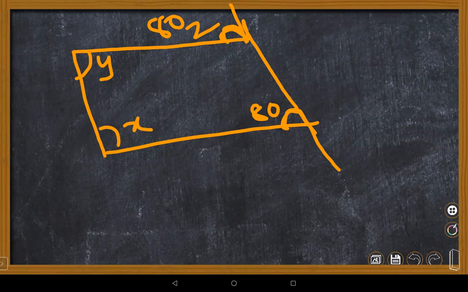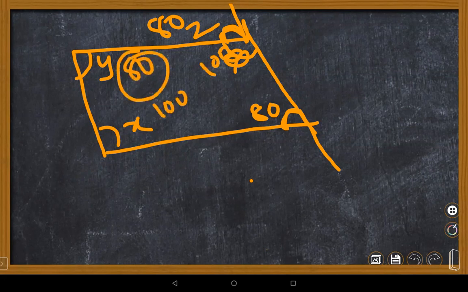If Z is equal to 80, what is this angle? 100, ma'am. That angle is 100 and X is 100, and Y is 80, ma'am. This is also 100. Y is also 80. Very good. Right, children. That's all, children. These are all possible questions you will get in your quadrilateral.